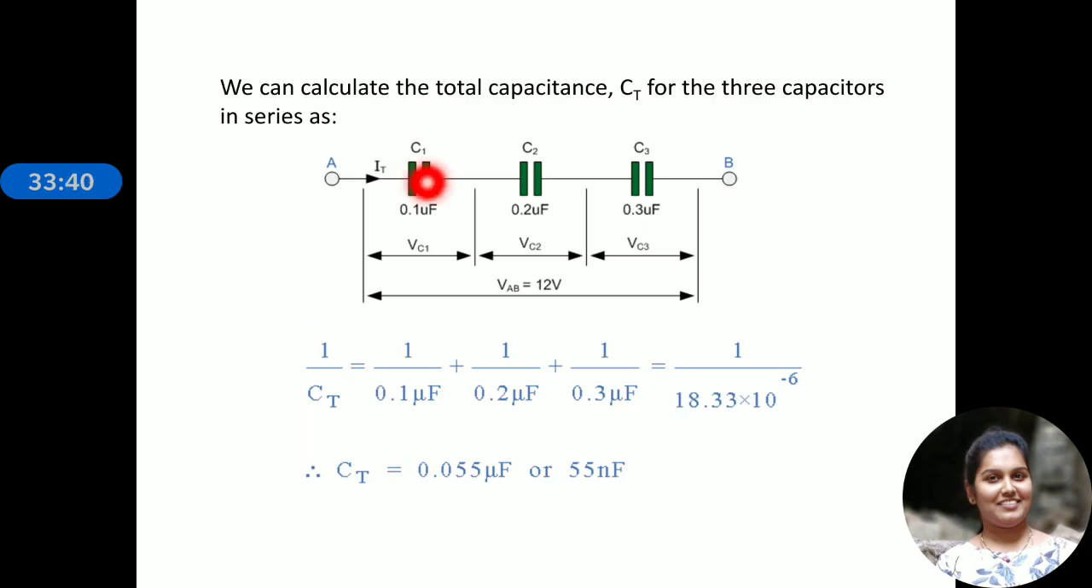So though the individual capacitances are 0.1, 0.2, 0.3, when we see the overall capacitance, it has reduced to 0.05 microfarads. So when it is needed to reduce the value, we connect the capacitors in series. This connection is also advantageous when we don't find a capacitor with the appropriate value. Then we can adjust the values just by the way we connect the capacitors.